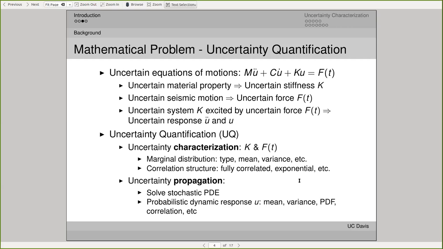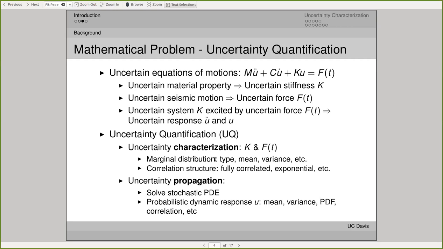Yes, and this problem is an uncertainty quantification problem. Essentially, we need to solve two tasks. Number one is called uncertainty characterization. We need to characterize all these uncertainties in my left-hand side stiffness term and in my right-hand side forcing term. We need to figure out the marginal distribution of these uncertainties. What's the type of distribution? What's the mean, the variance, and many other statistics? It might also be important to determine the correlation of these uncertainties. It is either fully correlated or has some exponential correlation structure and so on.